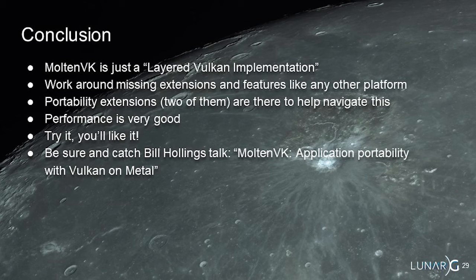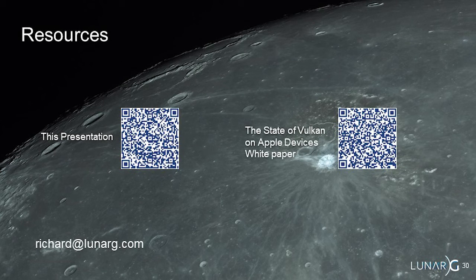Yes? When you create the instance with the enumerate portability extension, why do you also need to put in the flag? So when you create the instance and you have to pass in the enumeration extension, why do you also have to set the flag? Because that's what the spec says. Yeah, I don't know why they would add that. I don't know.